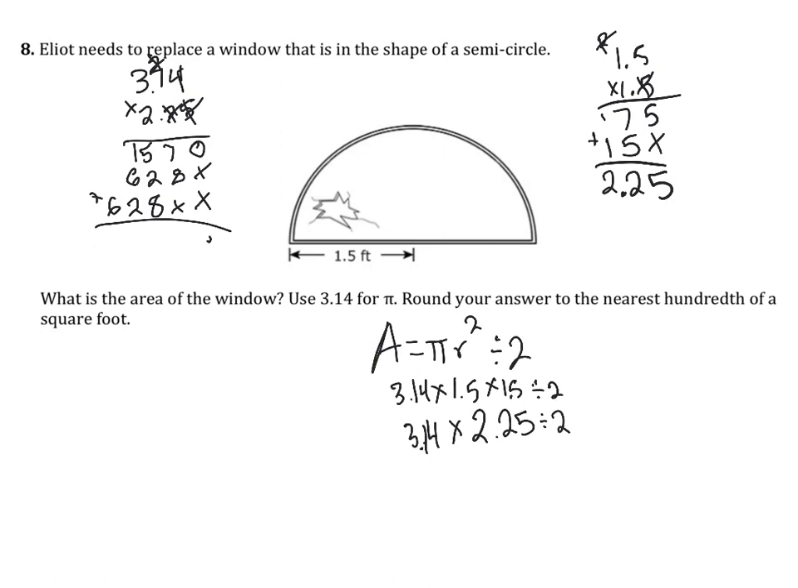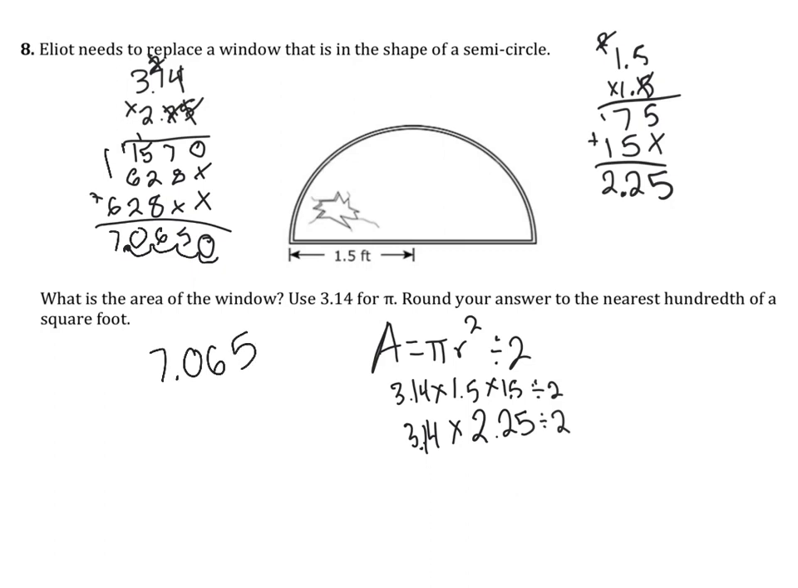Now we need to add. We get 0. 15, carry the 1. We have 8 plus 2 is 10. Plus 5 is 15. Plus 1, 16. Put the 6, carry the 1. 6 plus 2 is 8. Plus 1 is 9. Plus another 1 is 10. Carry the 1. 6 and 1 is 7. 4 decimal places, so we go 1, 2, 3, 4 to get 7.065.